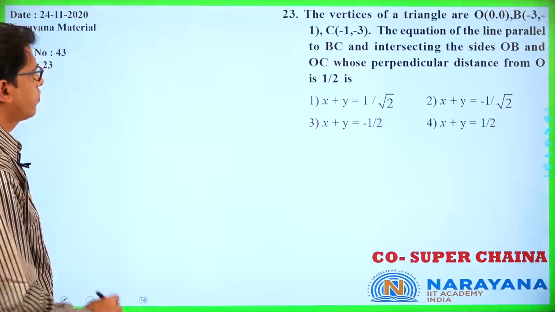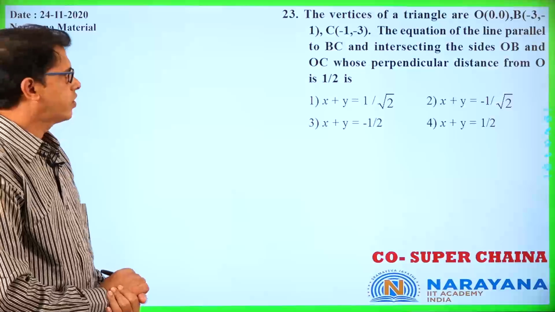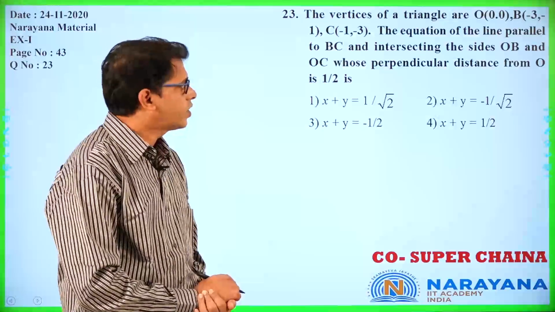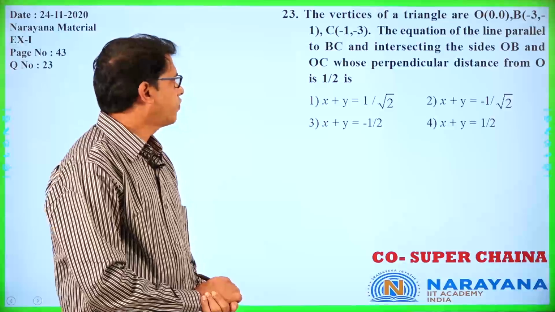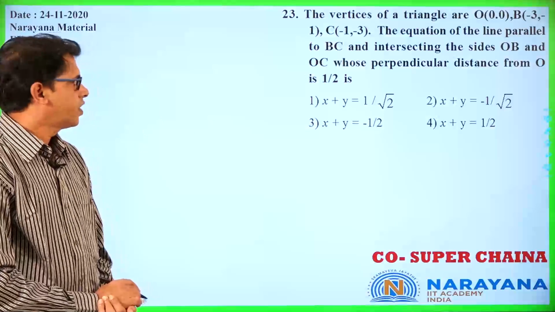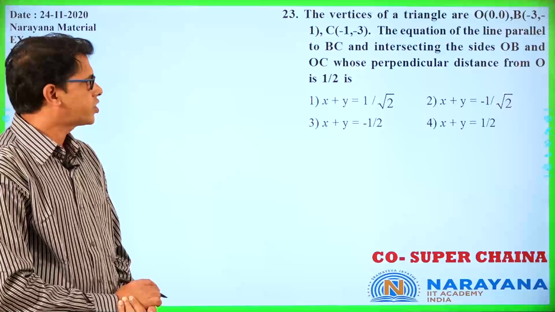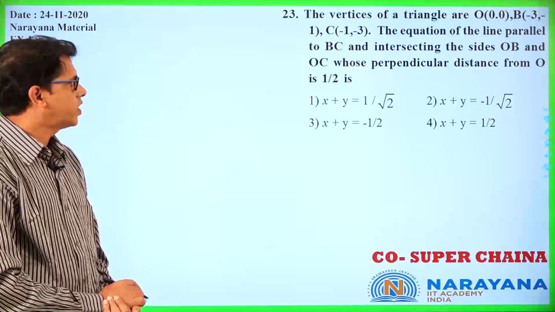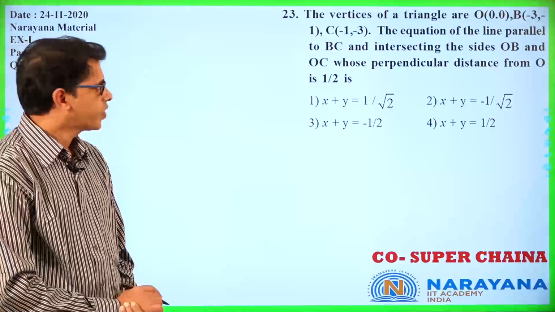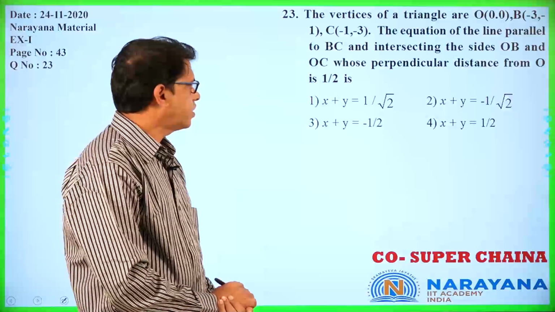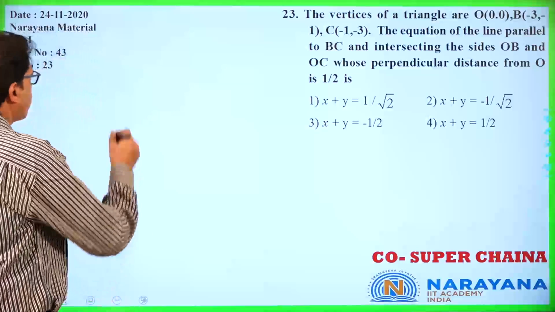Here the vertices of a triangle are given: 0, 0; minus 3, minus 3; minus 1, and minus 1, minus 3. Find the equation of the line parallel to BC and intersecting the sides OB and OC, whose perpendicular distance from origin is given. Here we have to find the equation of the line parallel to BC, intersecting the sides OB and OC. Consider the triangle.